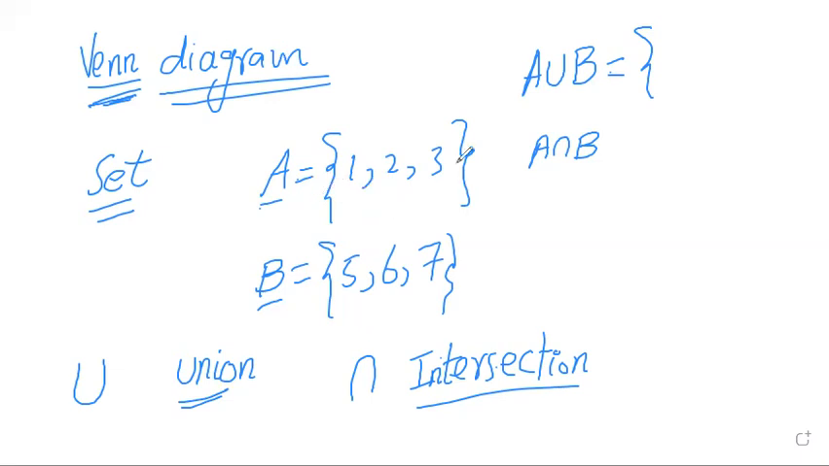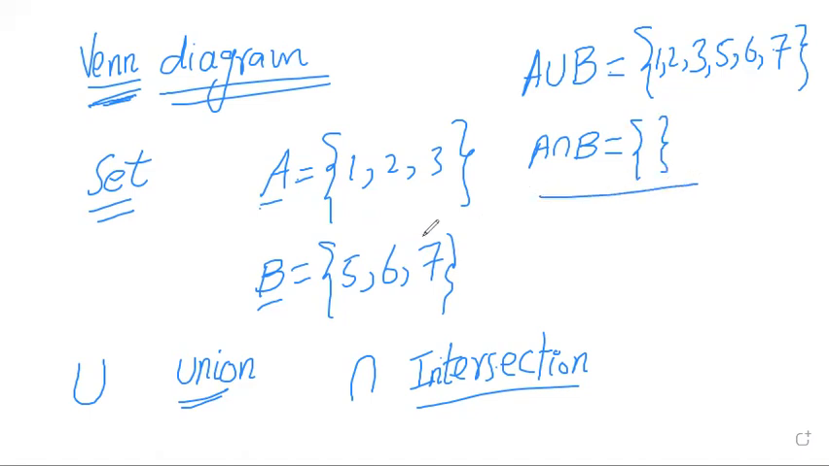For example, first set A is coming, I will write the elements of set A, like these are 1, 2, 3. Then the elements of set B, I will write 5, 6, 7. But in intersection, I have to write the elements which are present in both sets. Now, 1, 2, 3 is here, 5, 6, 7 is here, so there is no common element, so I will just write an empty set here. So the empty set will be their intersection.